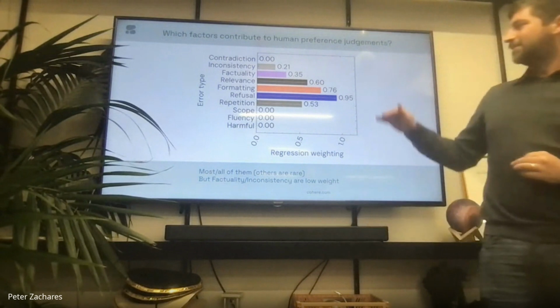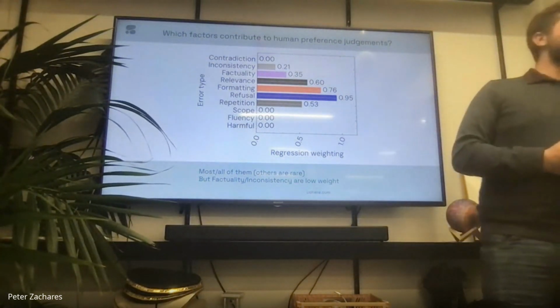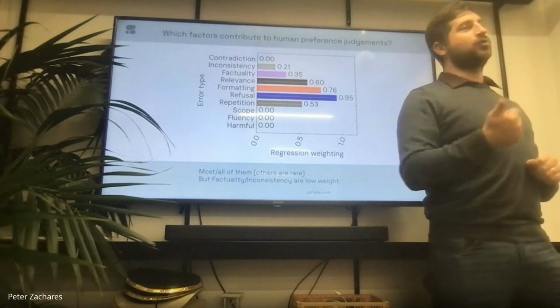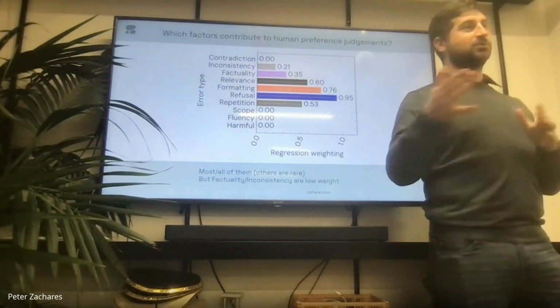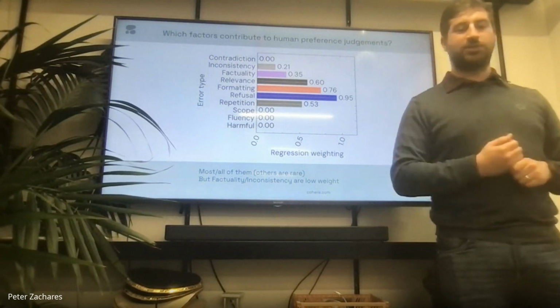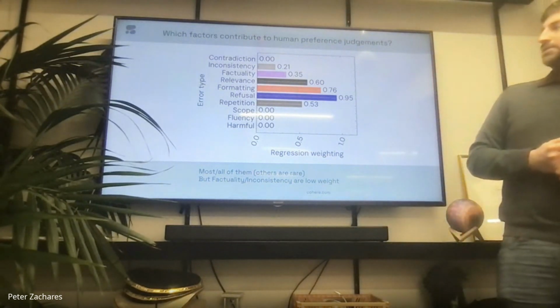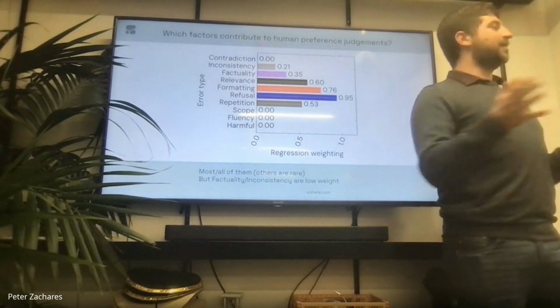Interestingly, the next feature of importance is formatting. So style and formatting are something that people initially react to very highly in terms of defining the judgment. Relevance is next, and what you will probably notice is that things like inconsistency and factuality are actually very low down in the list.